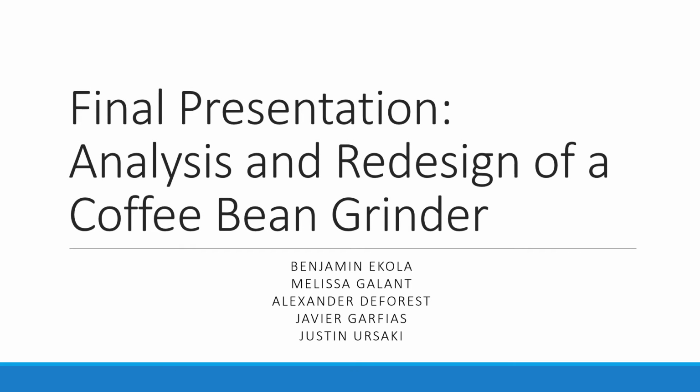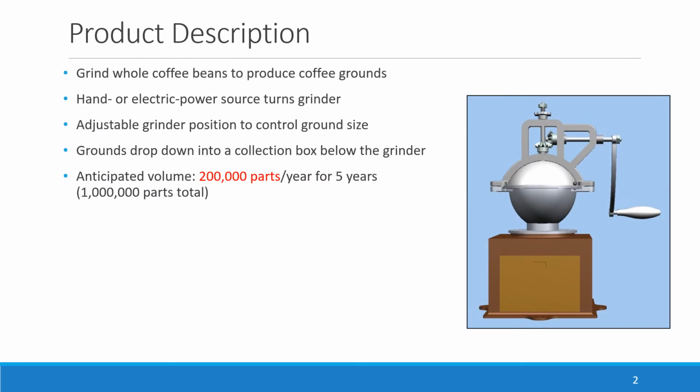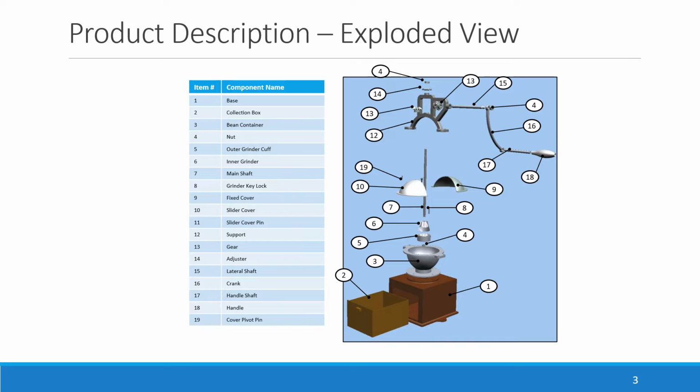This is the final presentation for the analysis and redesign of a coffee bean grinder. The purpose of the coffee grinder is to grind whole coffee beans to produce coffee grounds. We anticipate a yearly volume of 200,000 parts. Here is the bomb and exploded view for the coffee grinder.